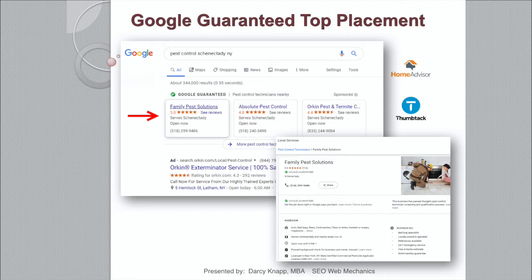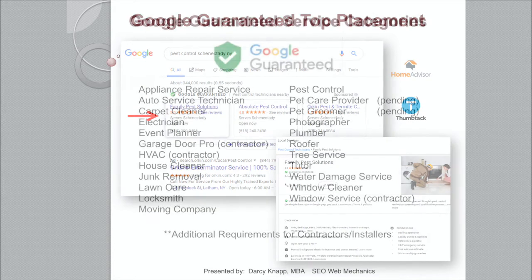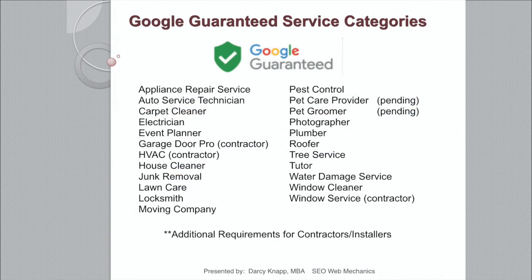Unlike Home Advisor and Thumbtack, these leads only go to you and the user is not prompted to go and ask for another quote. If you're already on Home Advisor or Thumbtack, you may see yourself in the Google Guaranteed section, but without the Google Guaranteed badging. Once there are enough Google Guaranteed providers in a category, they will push the Home Advisor and Thumbtack listings down the page. This is the list of current approved Google Guaranteed service categories.